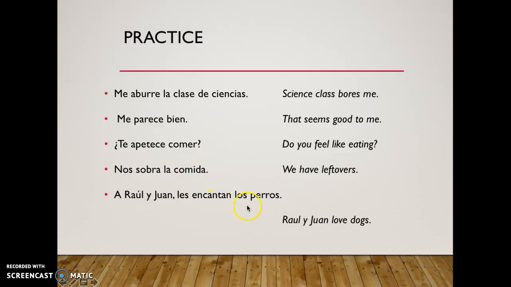And then, of course, dogs. Los perros is plural, so encantar is plural, encantan. And then to whom do they please? Raúl y Juan. A Raúl y Juan les encantan los perros.